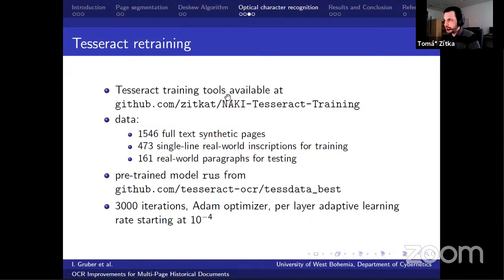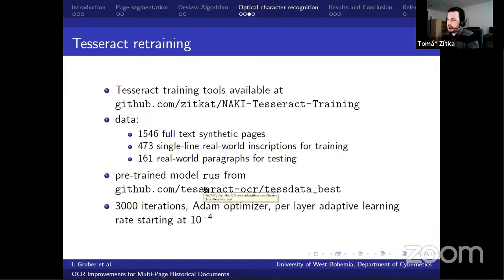So for Tesseract training, we created a set of tools which is available at this website, at GitHub. And this set of tools contains tools for training Tesseract, preprocessing the data, and computing errors. For training, we created 1,546 full-text synthetic pages as I described before. But we also annotated 100 real-world documents from which we extracted 473 single-line real-world inscriptions, which we used for training, and also 161 paragraphs, which we used for testing.